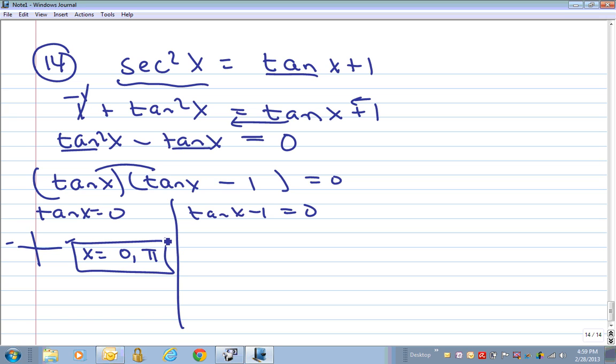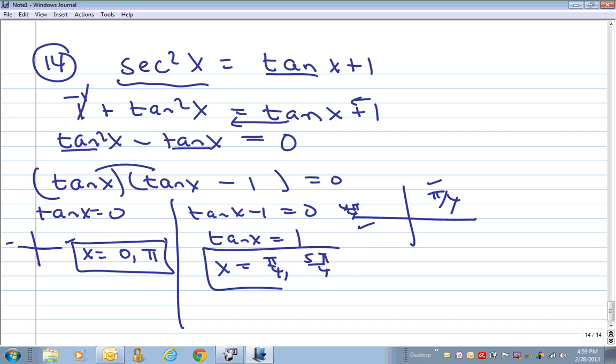There's two answers. And for this one, I'd move the 1 over, and I would have tan x equals 1. Well, tan is positive in the first and the third, and tan is 1 at pi over 4, and that would make this 4 pi over 4. Therefore, this would be 5 pi over 4. So x, or theta, would be pi over 4 and 5 pi over 4. Okie dokie. Getting close. I think we got 3 more.